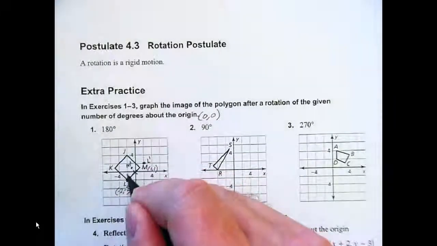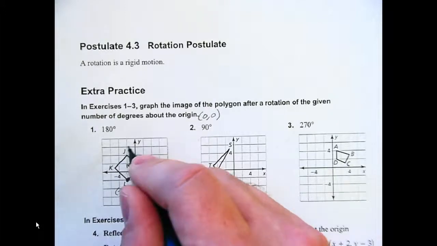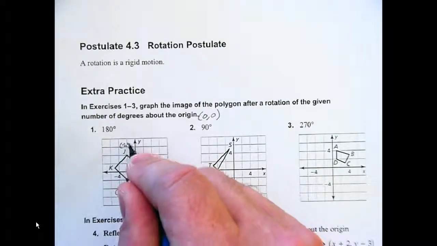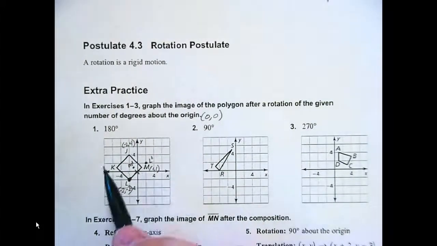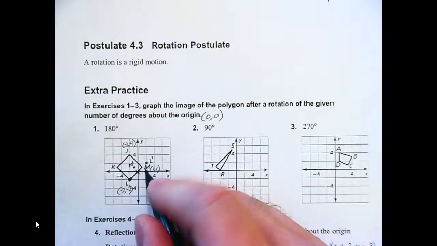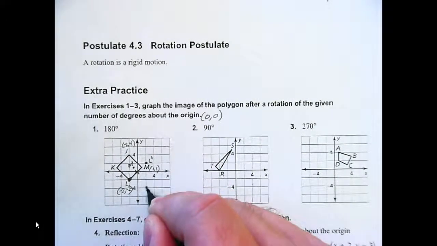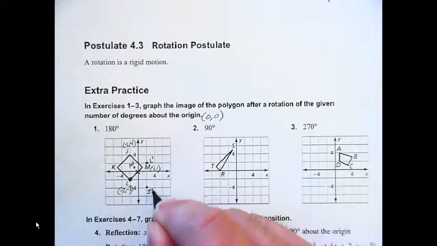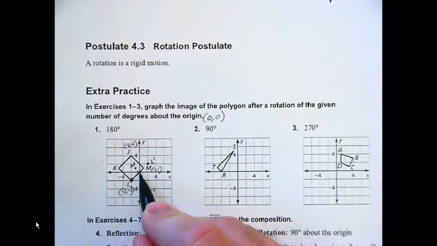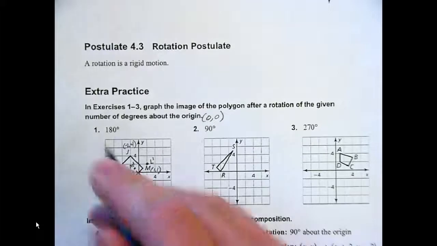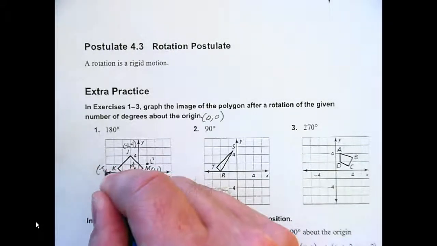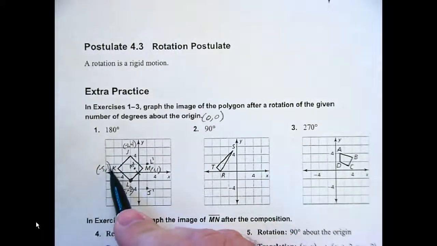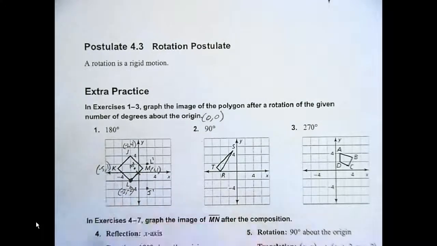J prime, which is currently at negative 2, 4. My new, I'm going to change the signs of each of those, so now it's going to be positive 2, negative 4. And K prime, which is currently at negative 5, positive 1. I'm going to change the signs of both of those. That's going to become 5, negative 1.